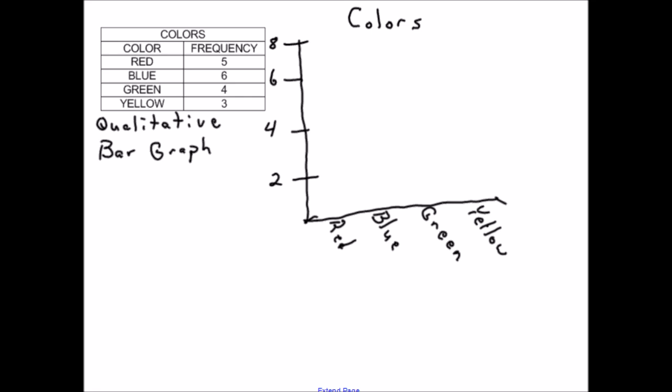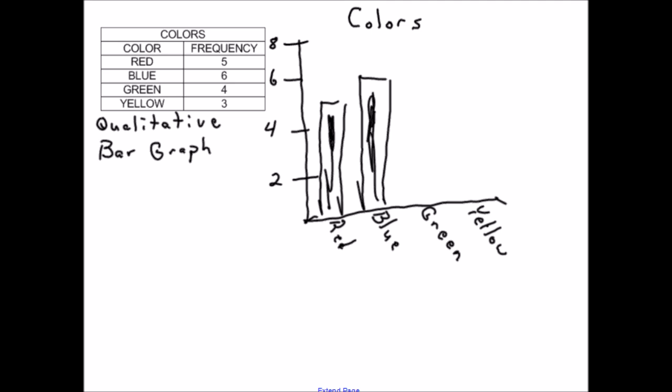The difference now is with a bar graph, they don't touch. So this red, there are 5 red. And then there are 6 blue. Four green. And lastly then 3 yellows. So that you can see that the bars are definitely separated.